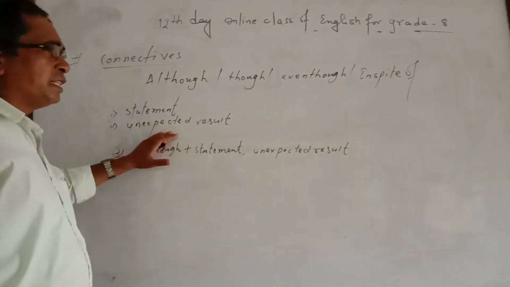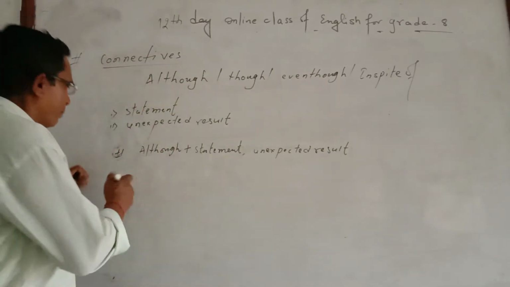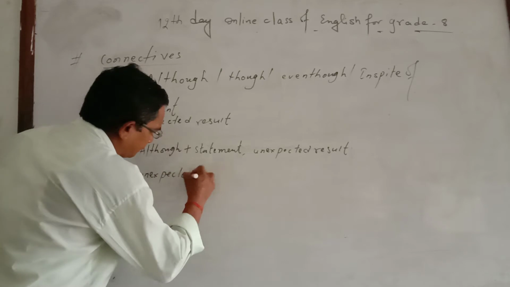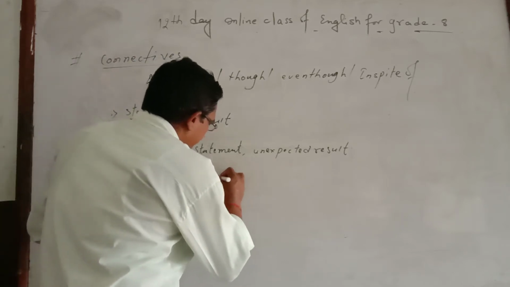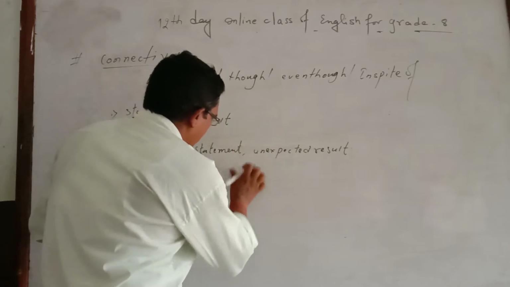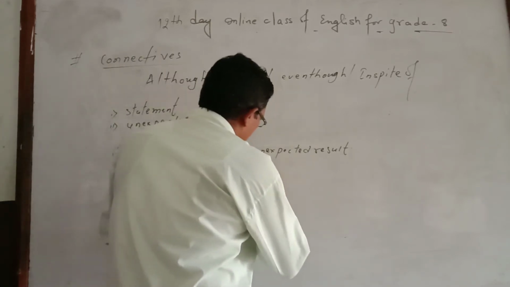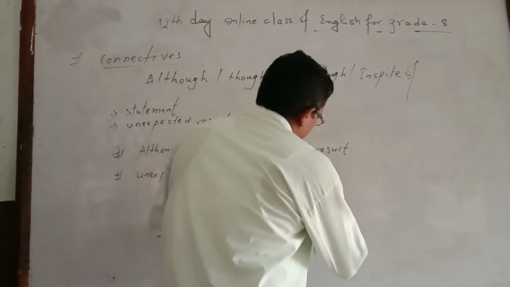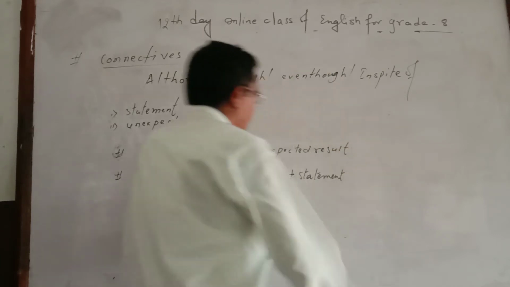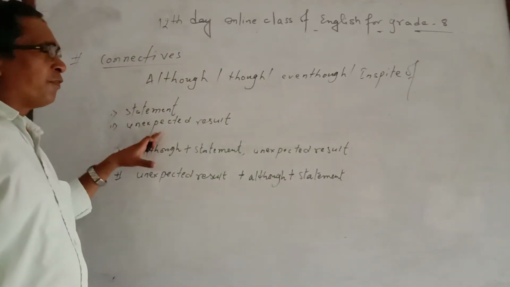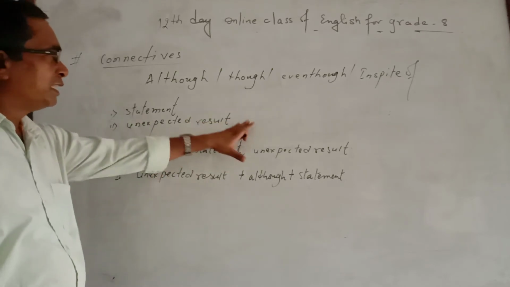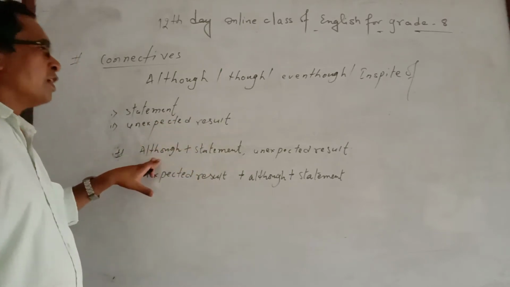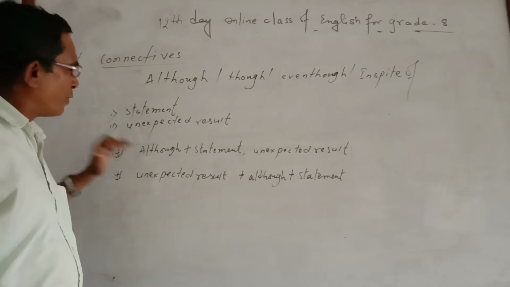Similarly, if the unexpected result is at first and the statement is at second, at that time write the unexpected result as it is, after that although, and then the statement. I mean to say, which one is at first, which one is at second, that is not the important thing. The most important thing is that although always should be before the statement. Always although should be before the statement.